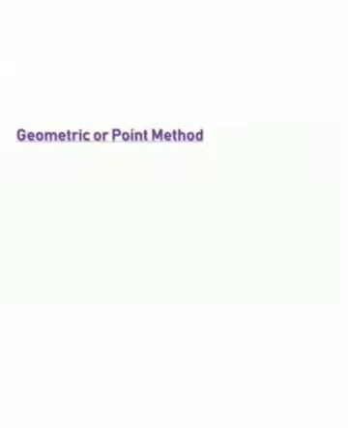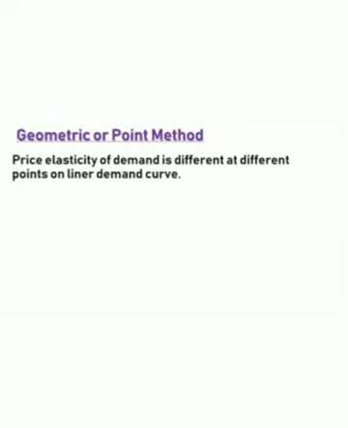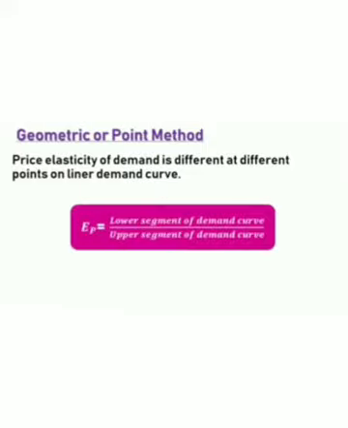Price elasticity of demand can be measured geometrically also. This method is called geometric or point method. According to this method, price elasticity of demand is different at different points on linear demand curve. It can be measured by the formula EP is equal to lower segment of the demand curve divided by upper segment of the demand curve.